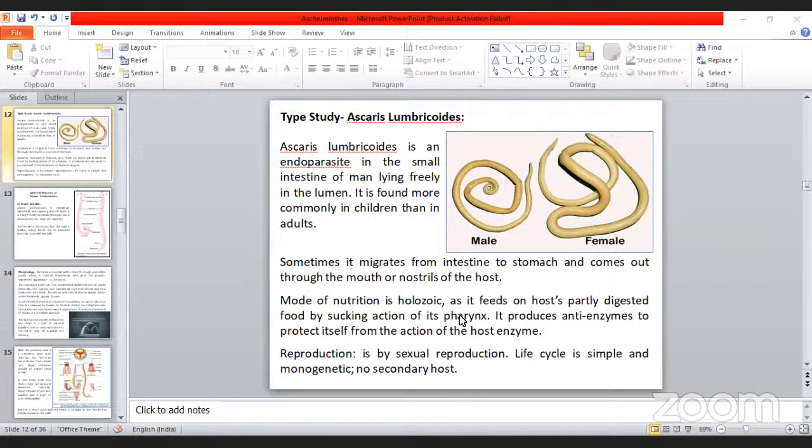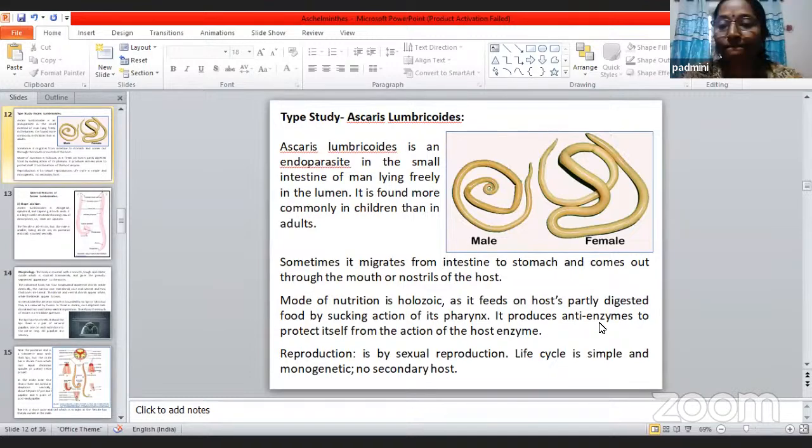More of holozoic, as it feeds on the host's partly digested food by the sucking action of its pharynx. The pharynx is well developed in the roundworm because it is muscular, as I told you all, and due to the peristaltic movement they are able to suck the digested food easily. It produces enzymes to protect itself from the action of host enzymes. So you can understand the cuticle produces some anti-enzymes so that it can evade the digestive juices of the host and survive.